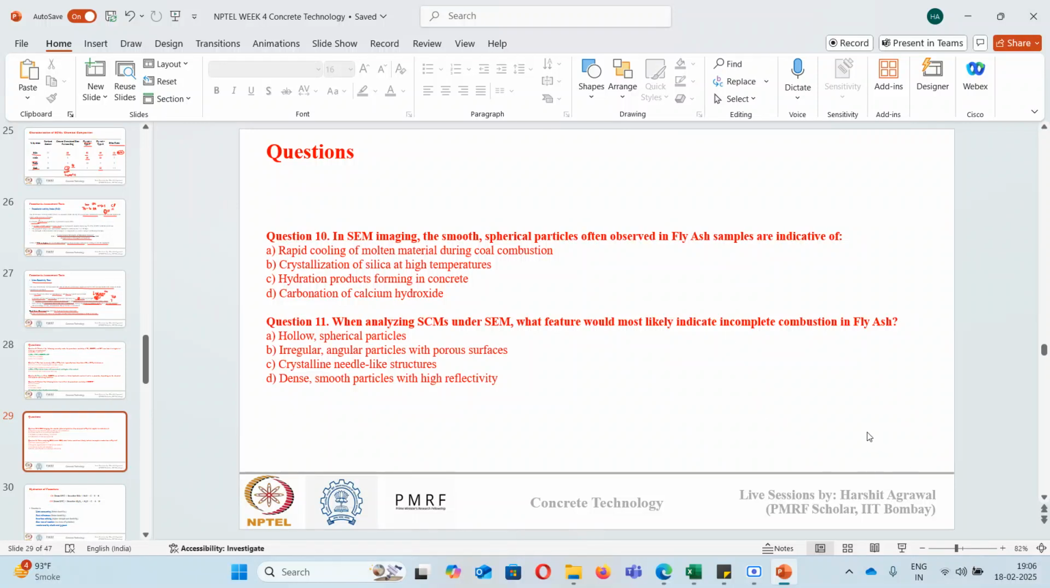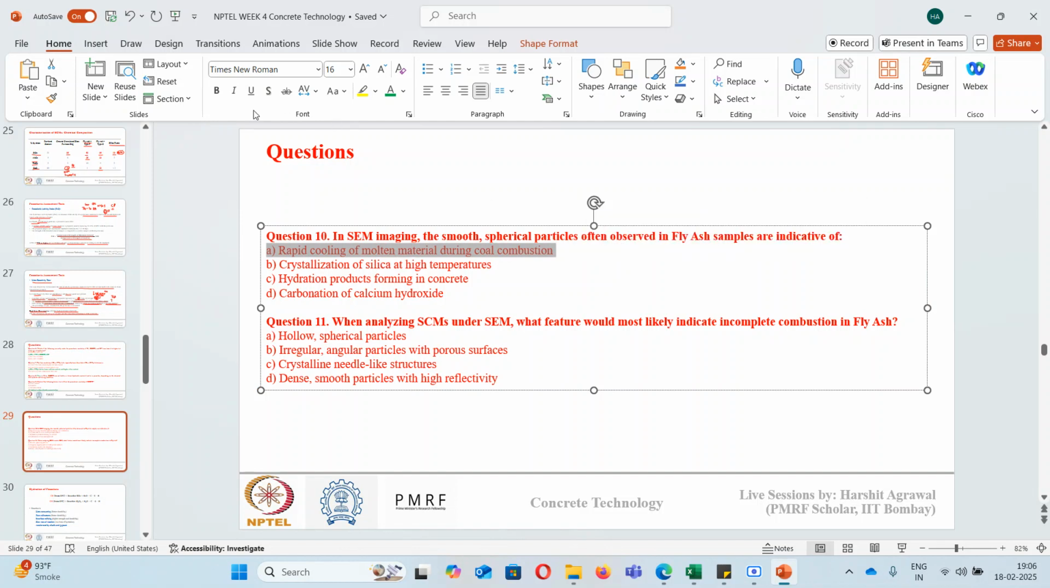Okay, let's see the answers for these two questions so that we can move ahead. For the first question, in SEM imaging, the smooth spherical particles often observed in a fly ash sample are indicative of, so the answer will be A. The smooth spherical particles in fly ash are due to rapid cooling of molten material during coal combustion.